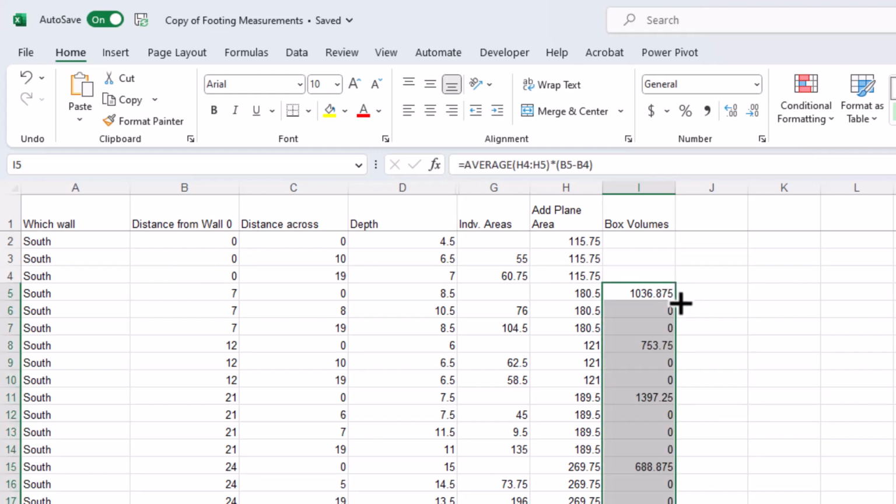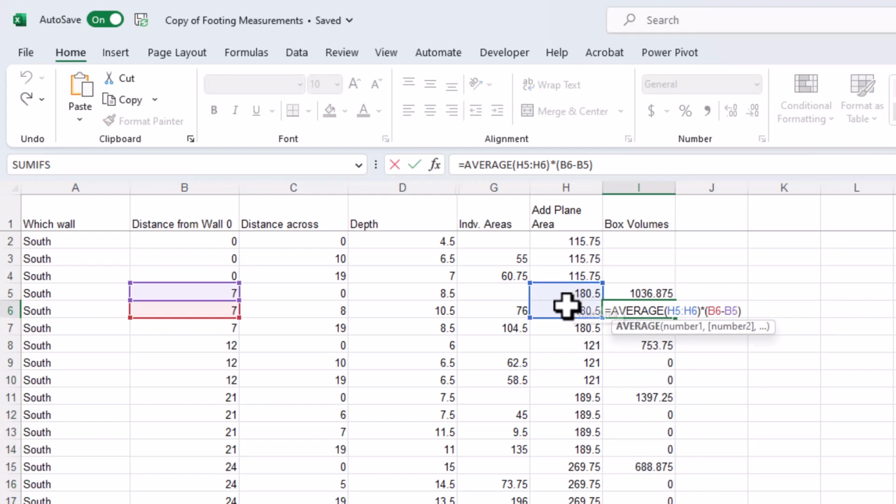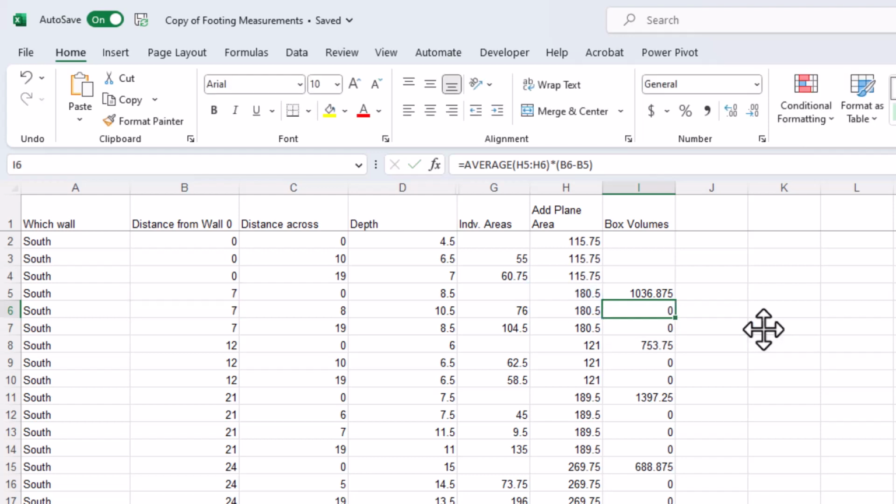Look at that. I only get one box volume calculation each time. Why is that? Because when we're here in this cell and we average these two values, but then we multiply them by the distance from the wall minus the preceding distance from the wall, that's 0. And 0 times anything is 0. So we don't have to do any more fancy filtering. If we don't want the zeros to show, we could do another if function, but this is actually going to work. Now, there's only one place, well, actually 5 places that this isn't going to work.